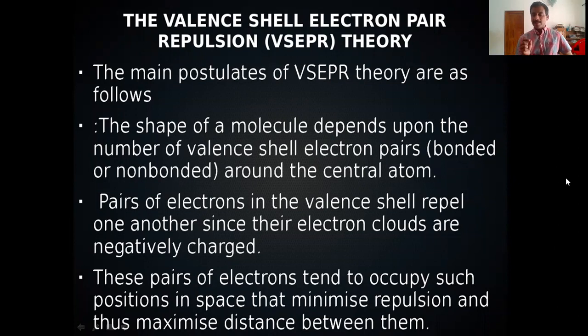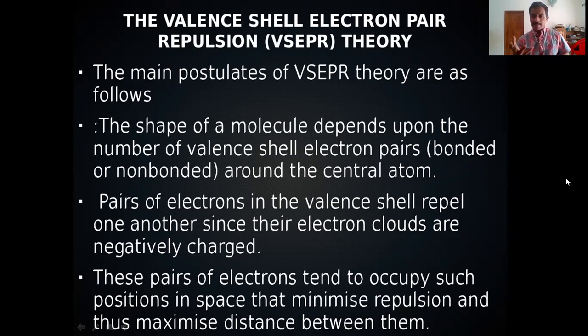And in the central atom, there are 8 electrons or 4 pairs of electrons. All these electrons are negatively charged. In the valence shell of the central atom, there are 4 pairs of electrons in most of the cases. There are exceptions that we already discussed. In most of the cases in the central atom, there will be 4 pairs of electrons.